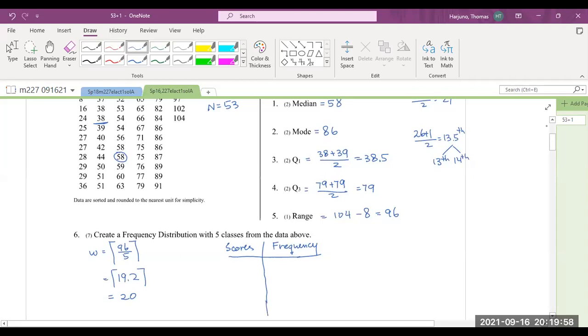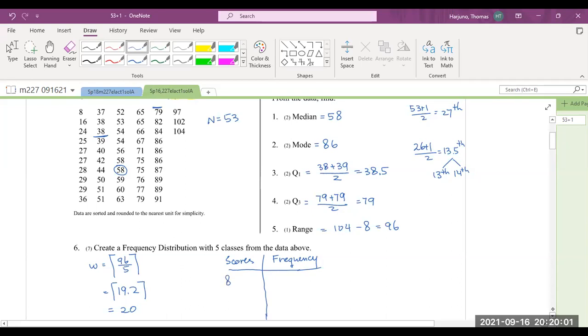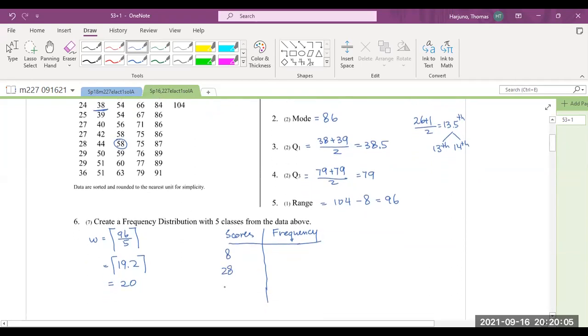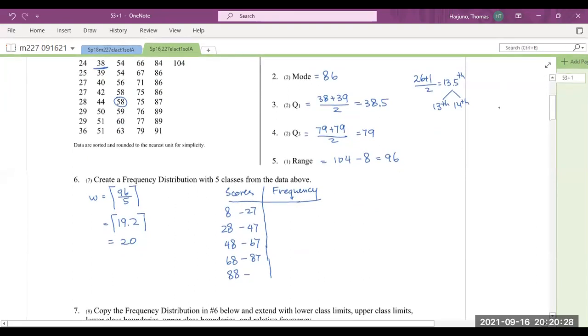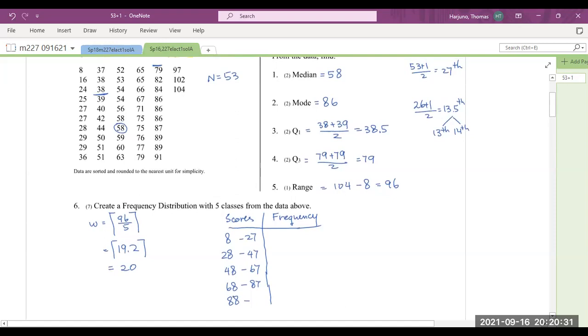So the lowest score is 8. Now plus the class width, that's 28, plus class width 20 becomes 48, becomes 68, becomes 88. And this is 27, 47, 67, 87. And what is the last one? 107. 107 or 104? 107, that's right. So we keep on adding the class width. But Thomas, the maximum data is 104, that's right. But it doesn't matter, we still add the class width, add the class width, add the class width.